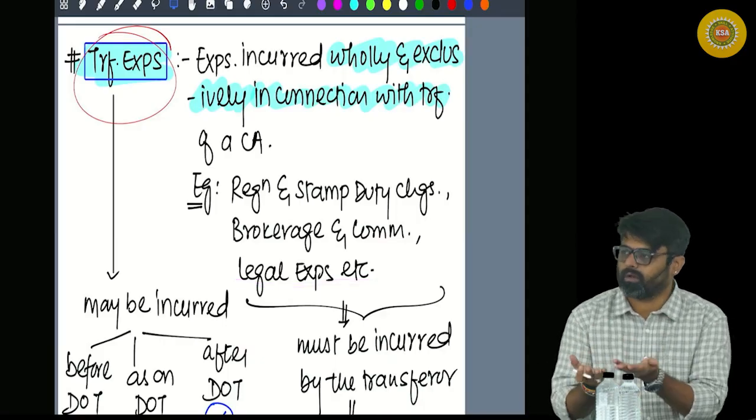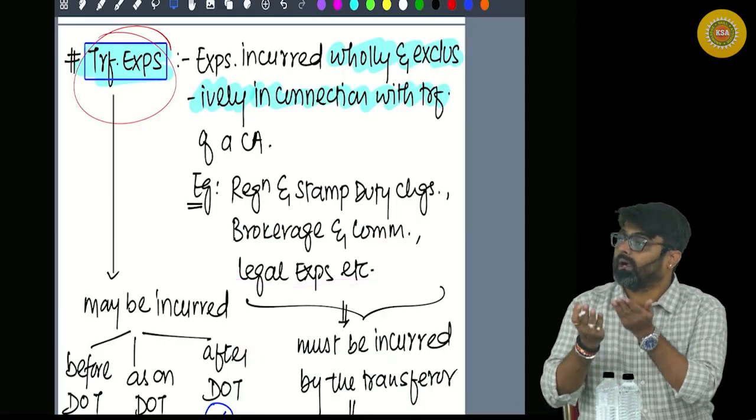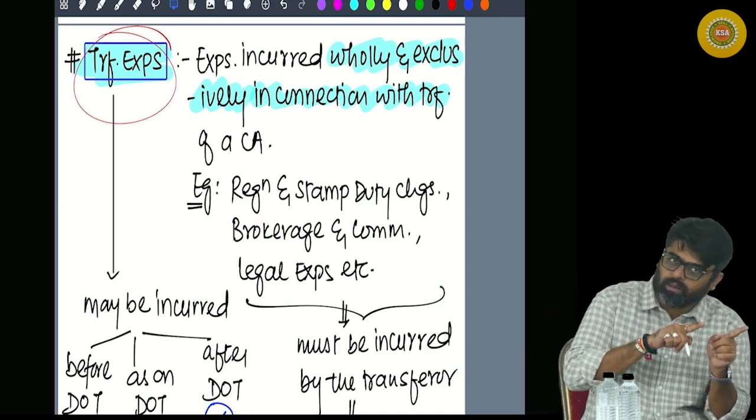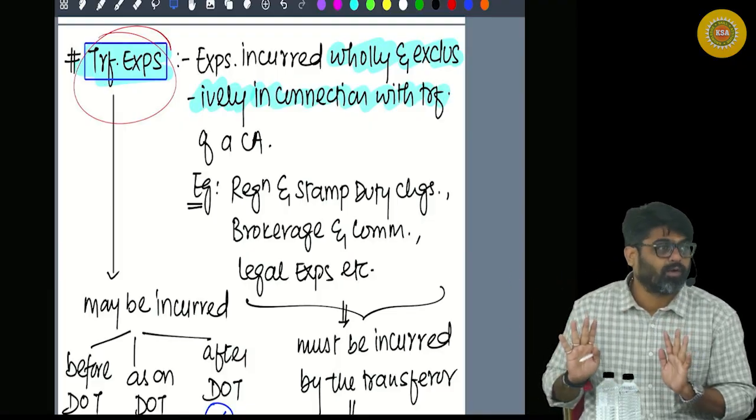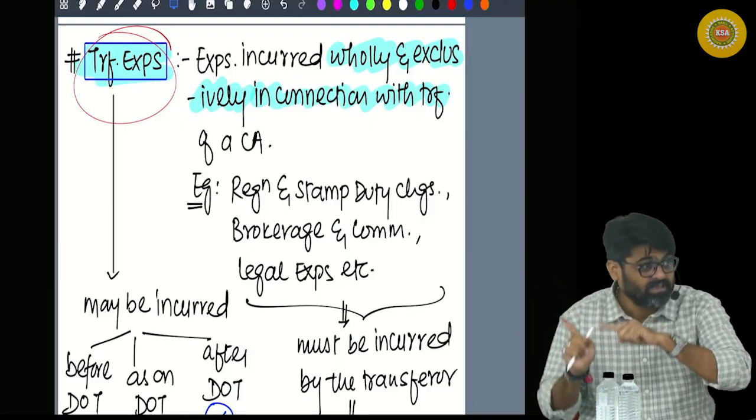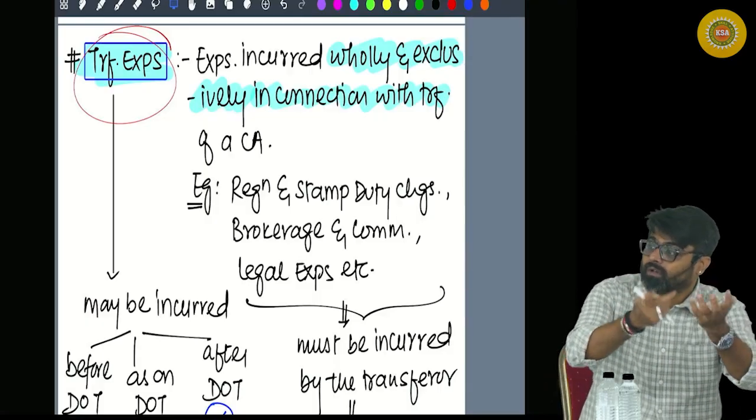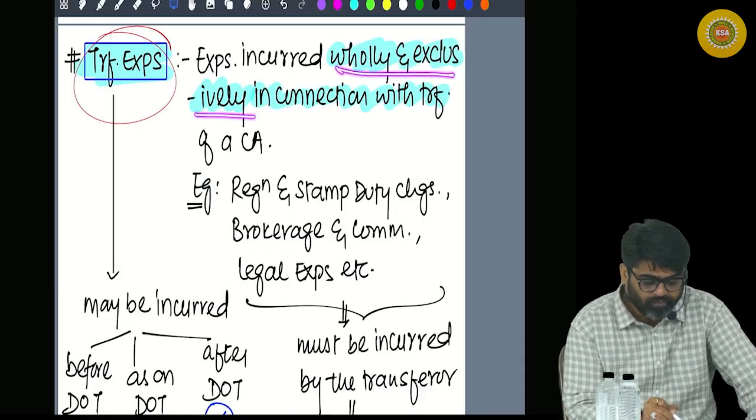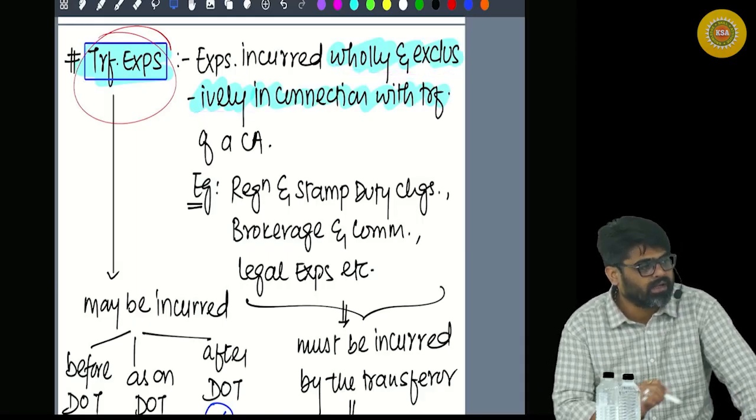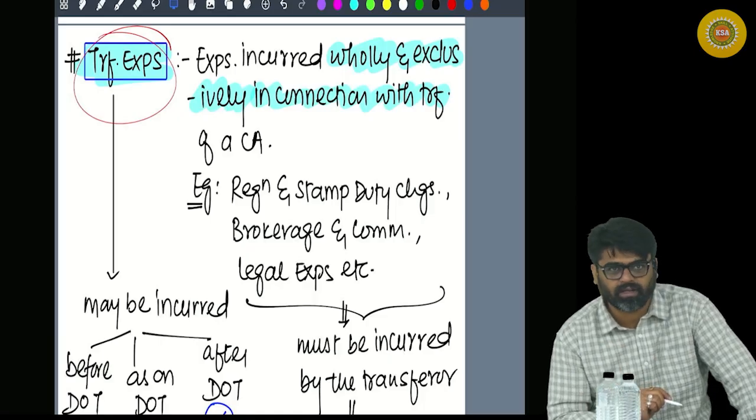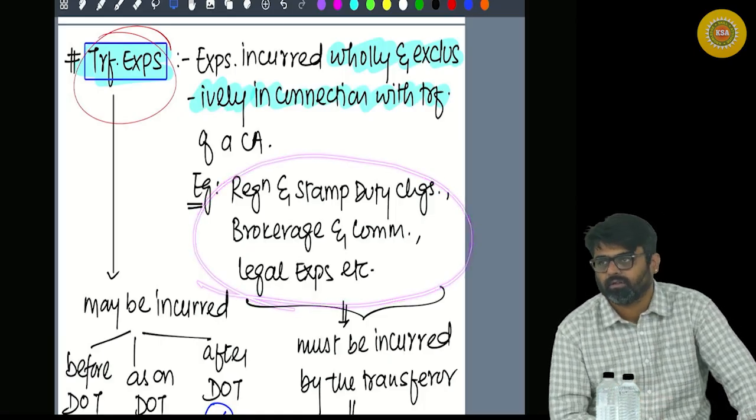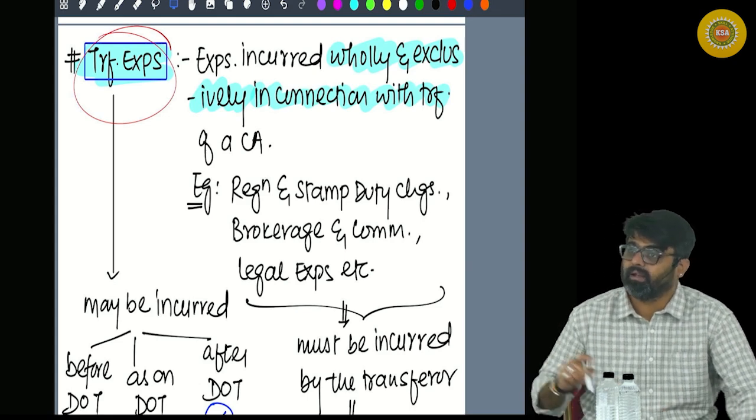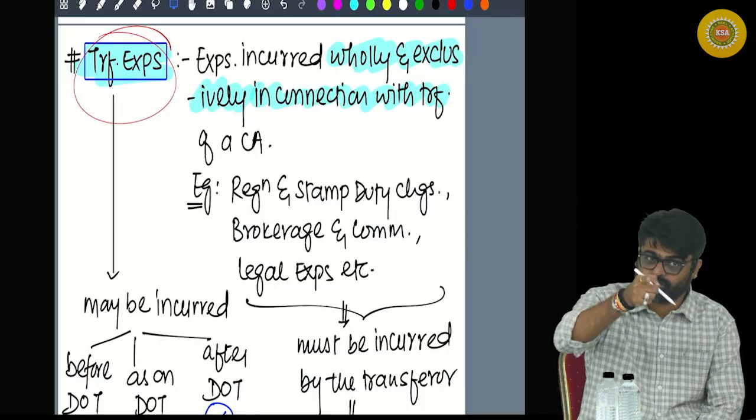So when you transfer your capital asset, at that time these expenses are incurred by you. You are transferring, hence these expenses are incurred, or these expenses are incurred, hence you are able to transfer your capital asset. So are these expenses wholly and exclusively incurred in connection with transfer of your capital asset? Yes. So these will be treated as transfer expense. Will you remember? But these will be treated as your transfer expense if you have incurred them.